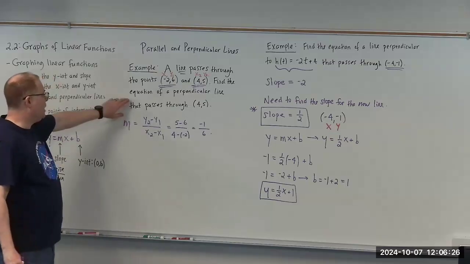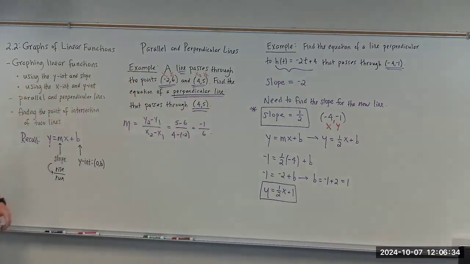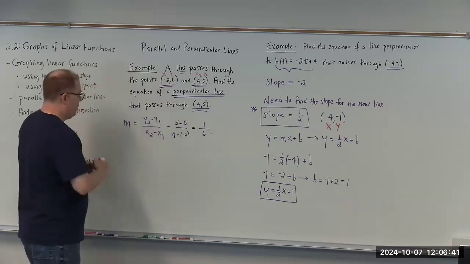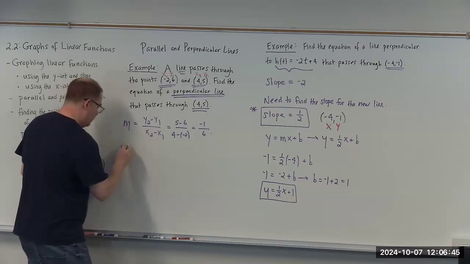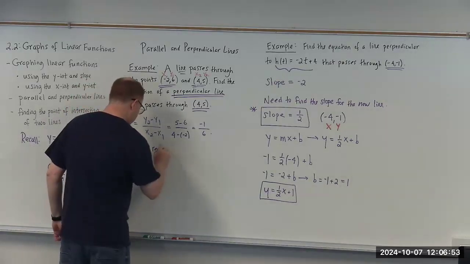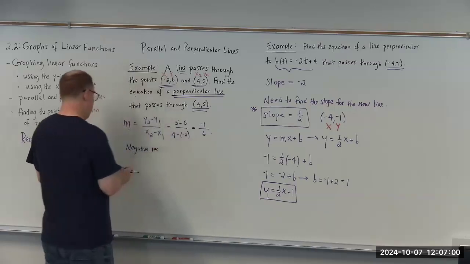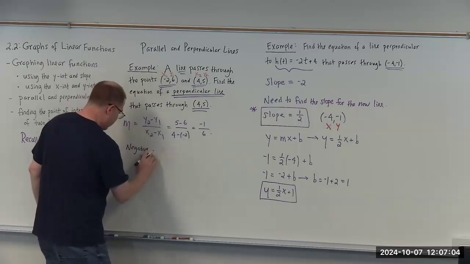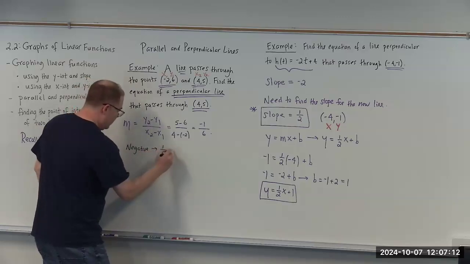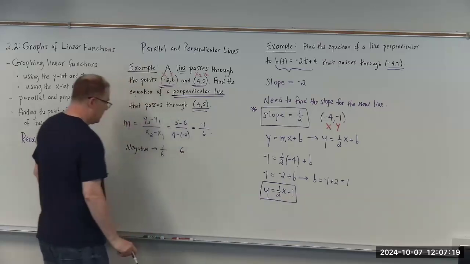Okay, but we want to find the equation of a perpendicular line that's going through this coordinate. So what we're going to do is take the negative reciprocal of this. I'll just write it this way. We're going to take the negative of this and then the reciprocal. So that's going to be 1/6, and then we take its reciprocal, so that's going to be 6. So that's what we want.